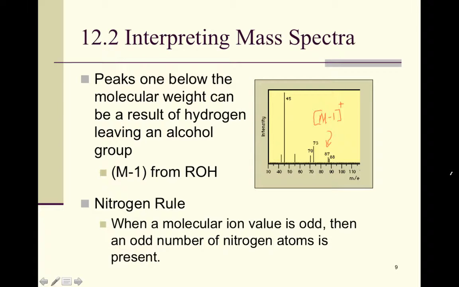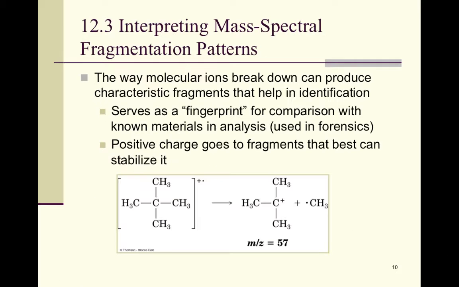Sometimes we'll get peaks that are below the molecular weight, and this is a result of something that's left, and a very common example would be hydrogen leaving an alcohol group. In this case, we have an example of an 87, which would be the M-1 peak. Another thing we can get in interpreting mass spec is if our molecular ion value is an odd number, that tells us we have an odd number of nitrogen atoms present.